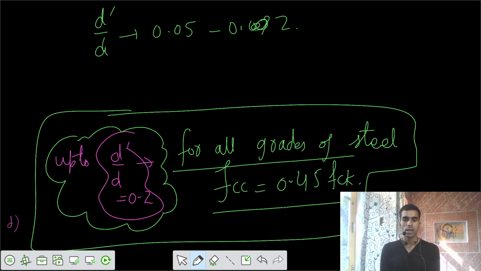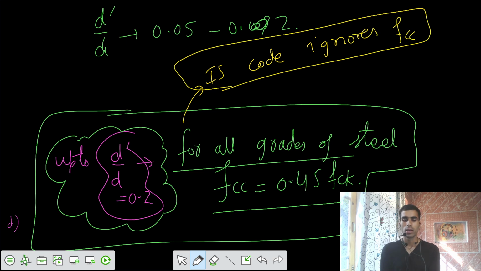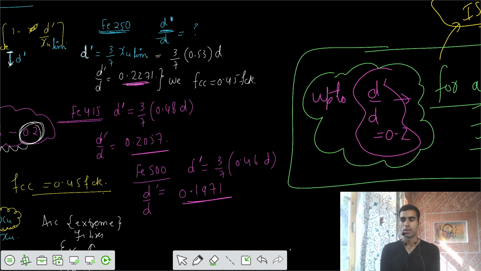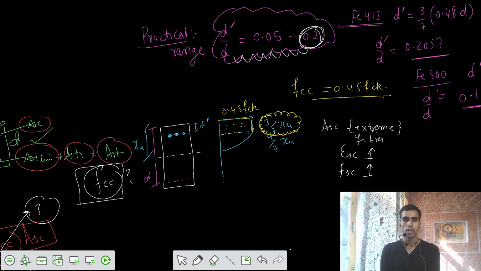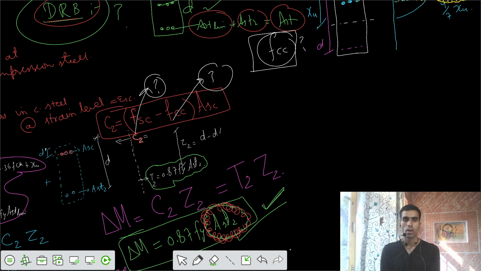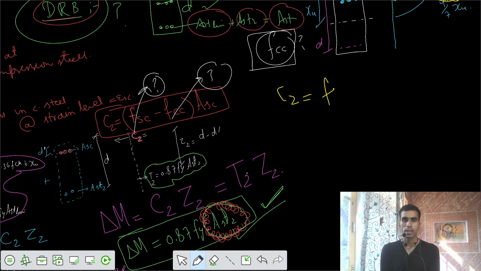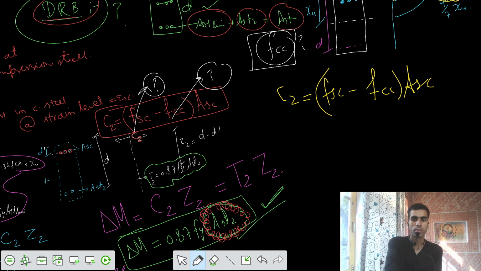One more thing is that the IS code ignores this value of FCC, but still we calculate it to get a better understanding of the concepts. When we know the value of the C2 force, we write that C2 force equals FSC minus FCC times ASC. Now the code says you can ignore even this FCC.